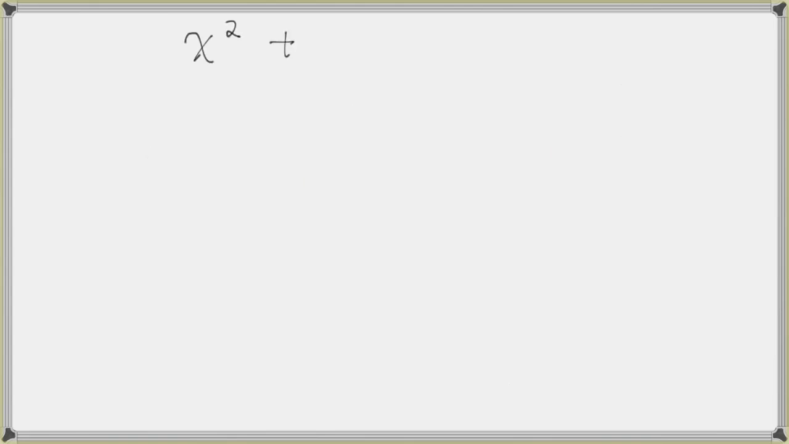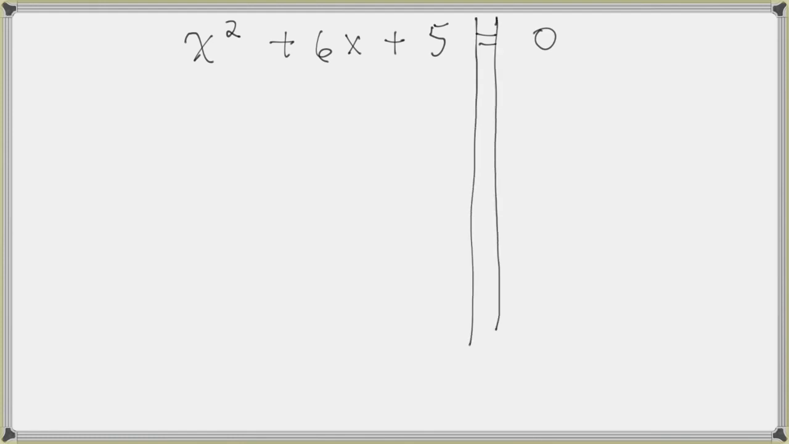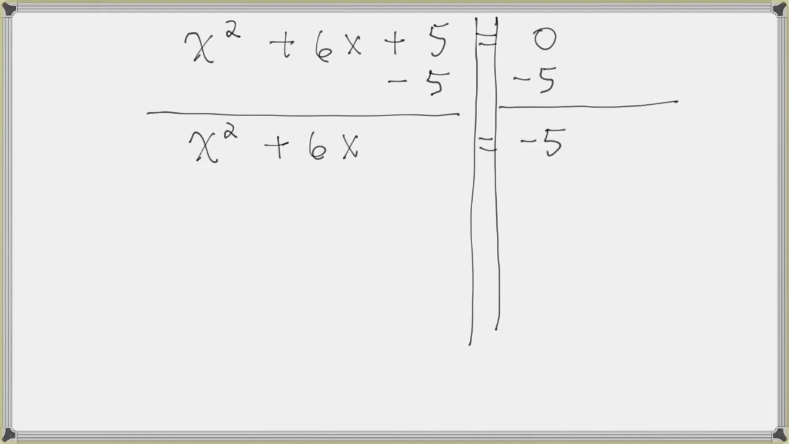How do we solve this equation using completing the square? We can do it this way. First, I know I don't need this constant, so I am moving this constant away to one side. So I have x squared plus 6x on the left, and the right side is negative 5. Now I need to add a square number.